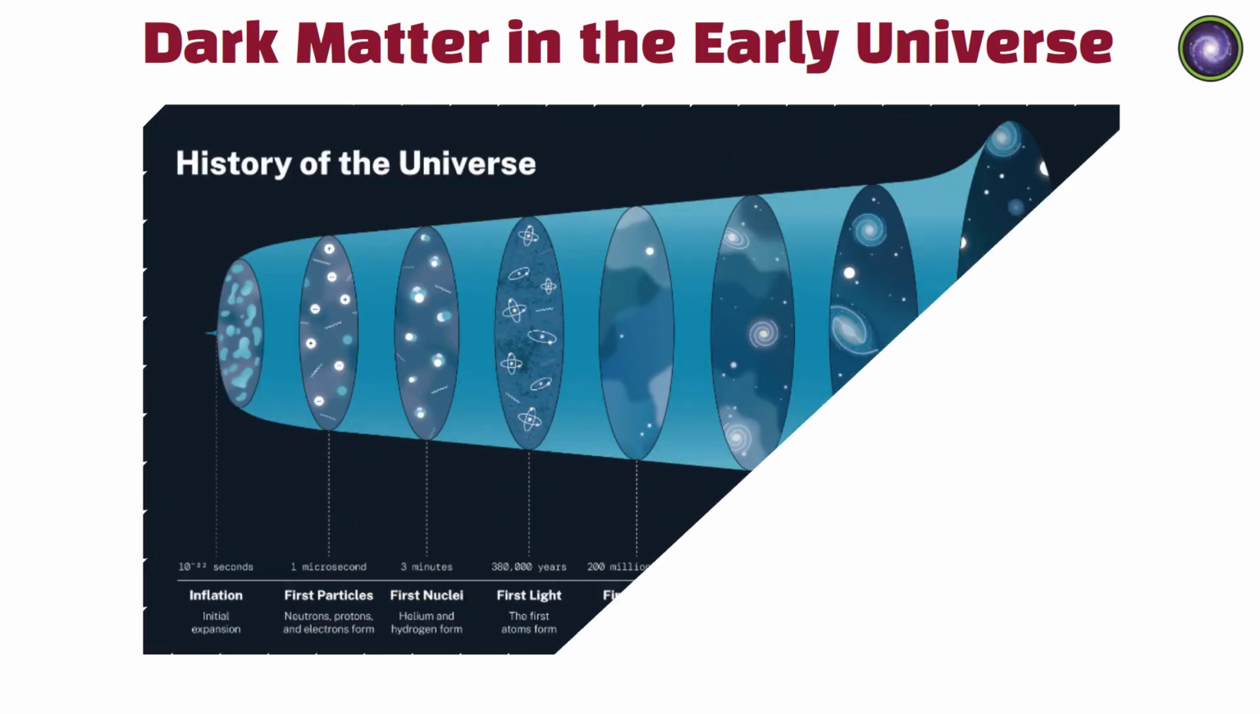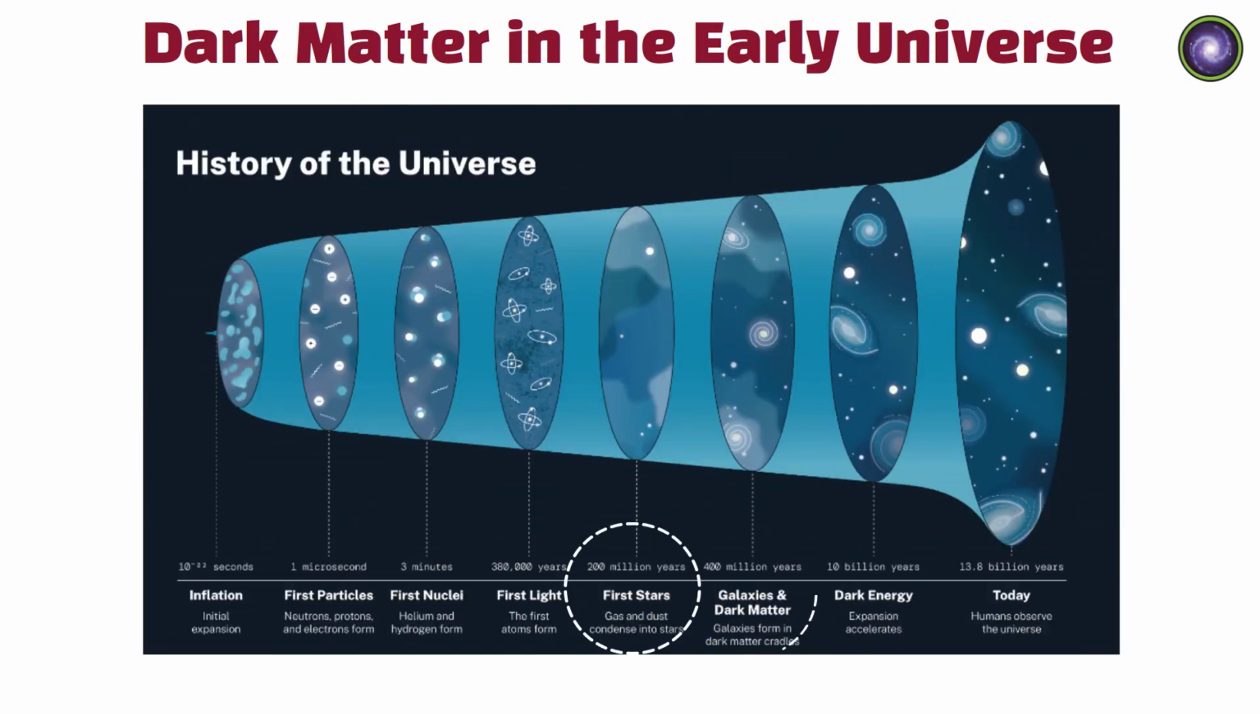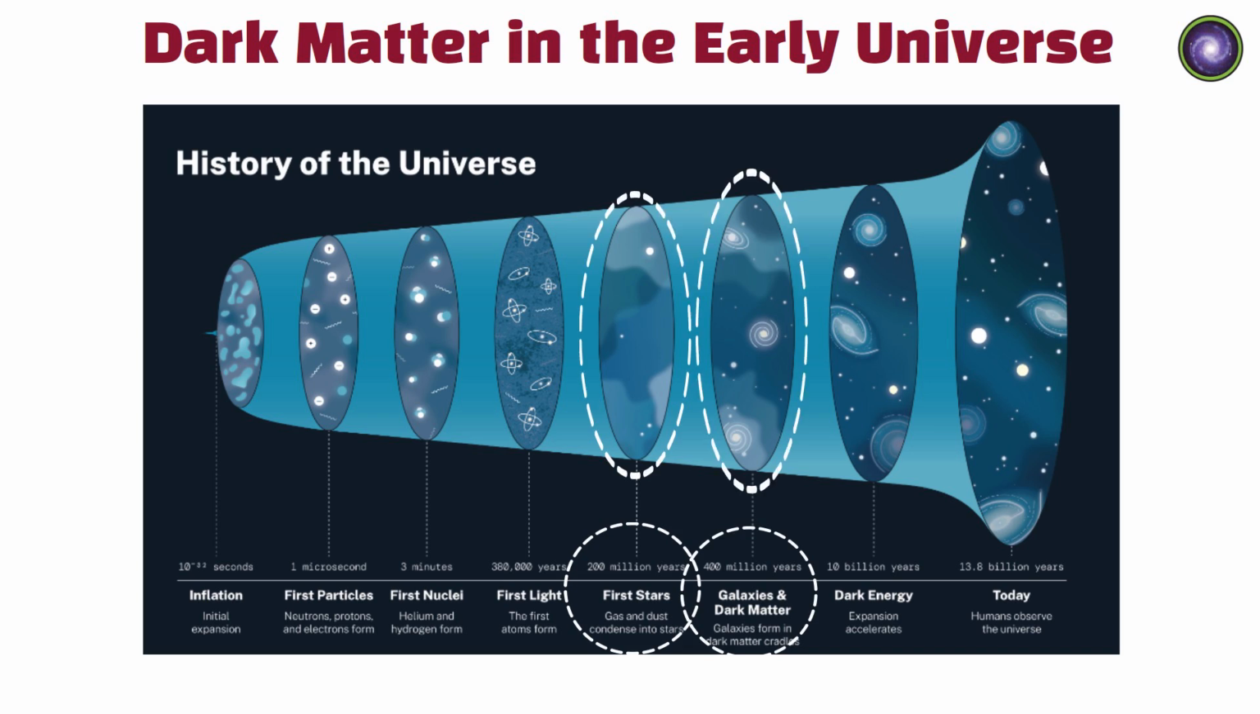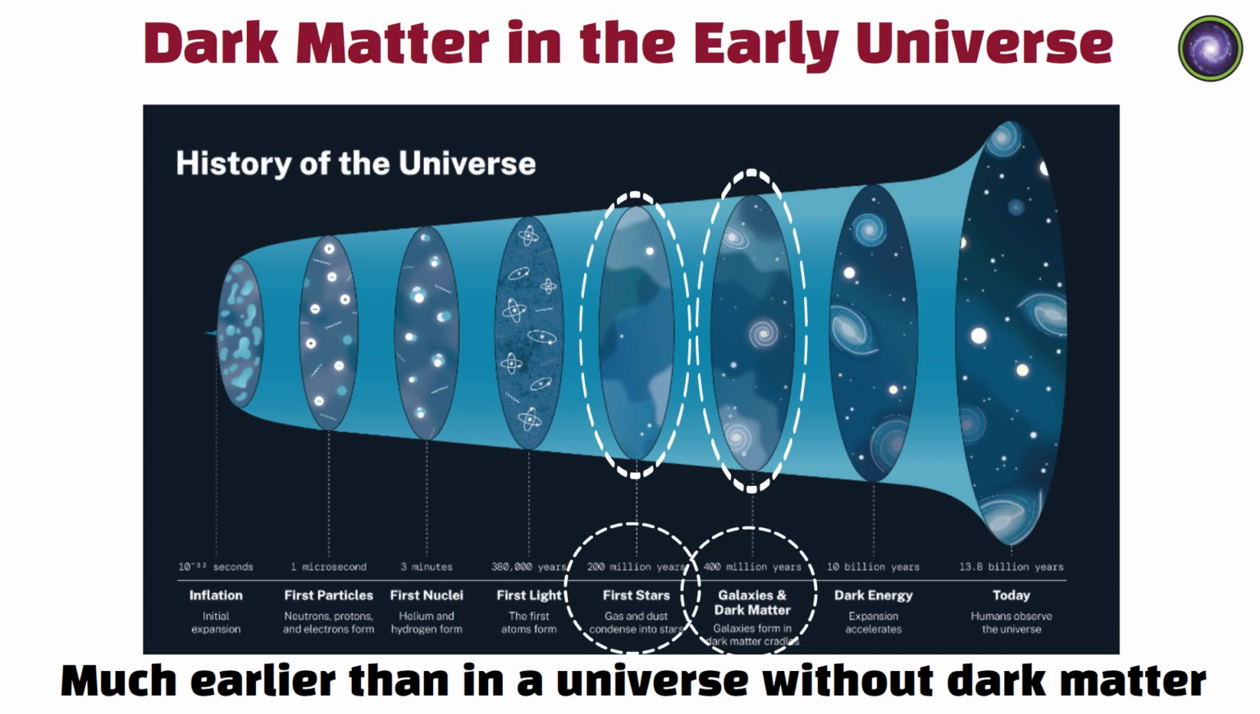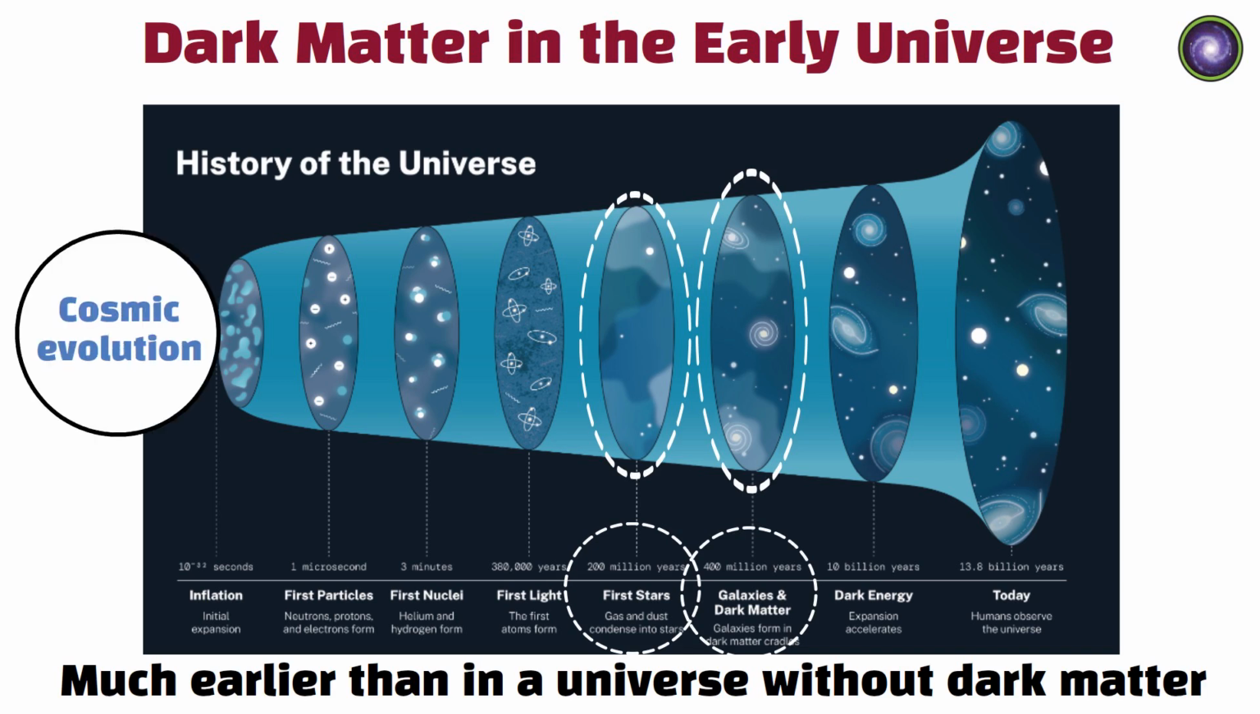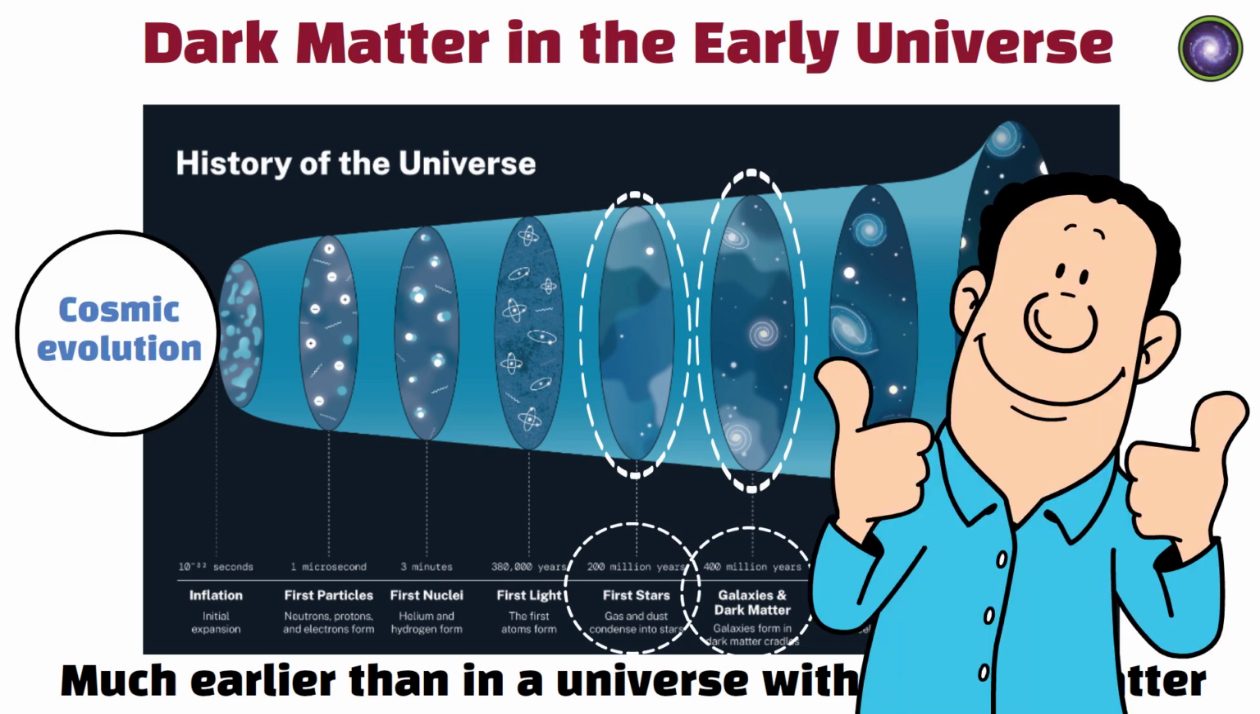Dark matter also influenced the formation of the first stars and galaxies. Its gravitational wells allowed gas to condense and ignite fusion much earlier than in a universe without dark matter. This accelerated cosmic evolution and the reionization of the early universe.